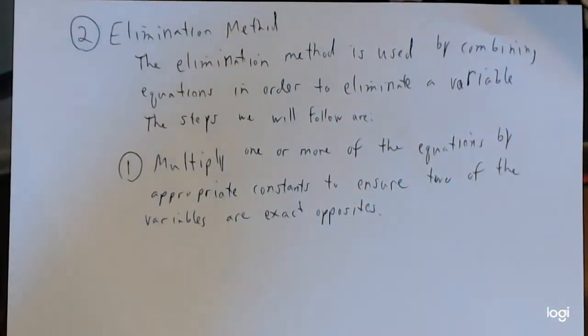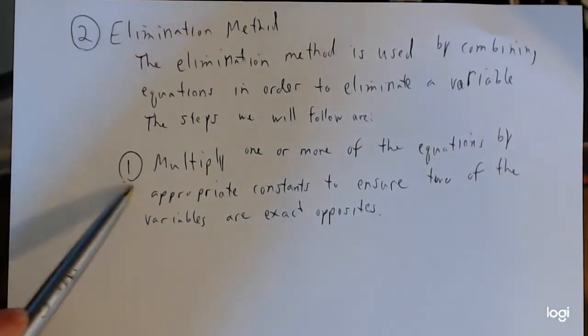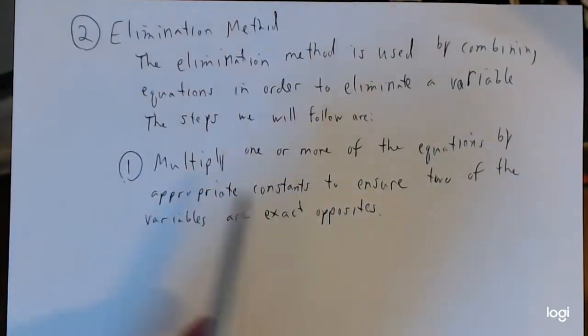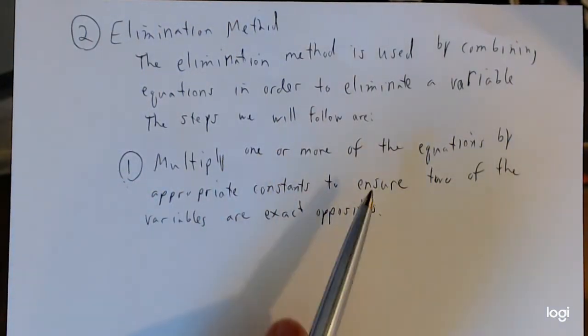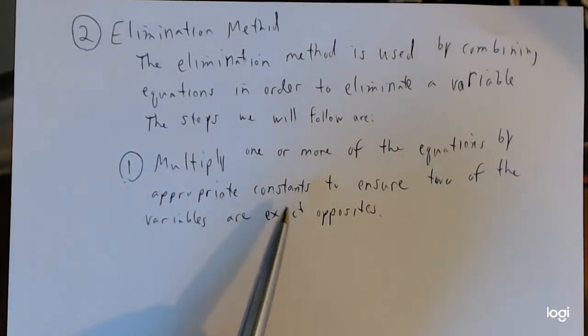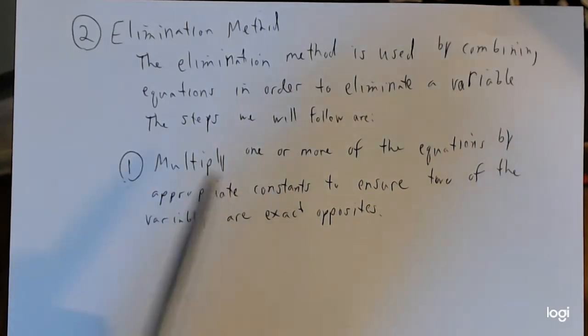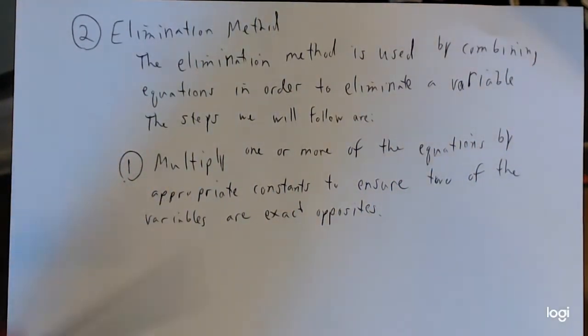Okay? And see, if you already start off with a system where two of the variables are already exact opposites, we don't need to do step one. But what is it that we want to do? We want to multiply your equations by two numbers. Now, they don't have to be the same numbers. They could be two different numbers. But we want to make sure that one pair of the variables, either the x or the y, become exact opposites.